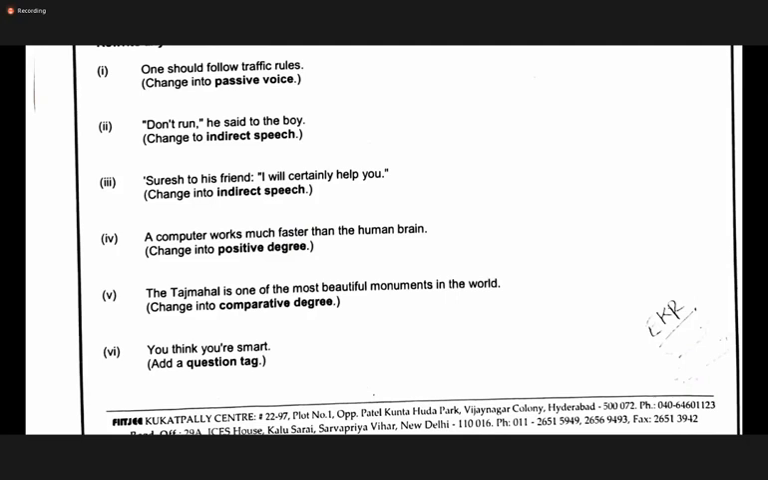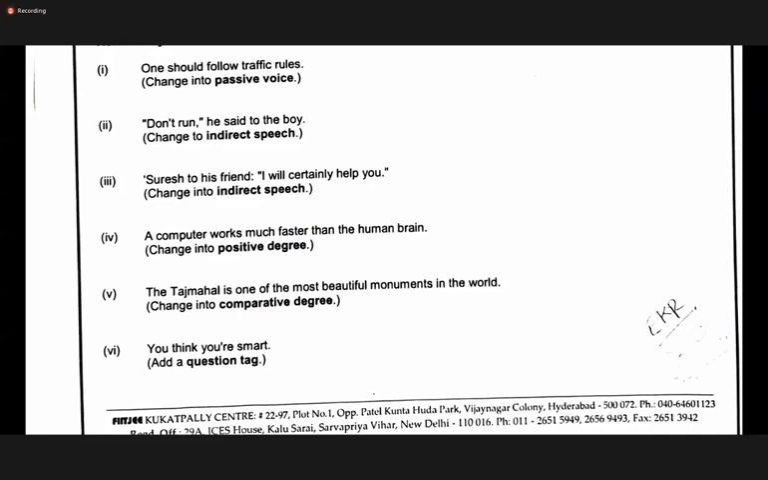Right. Next, that is how questions are asked on direct and indirect speech. Fourth one: "A computer works much faster than the human brain." You are asked to change it into the positive degree. Try: a computer works much faster than the human brain.